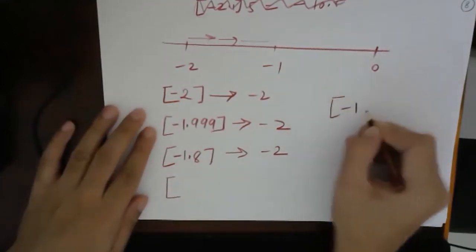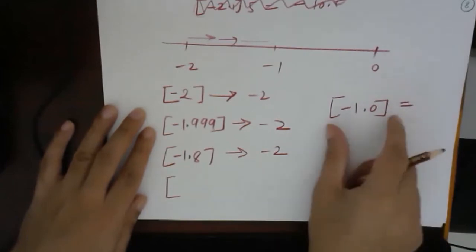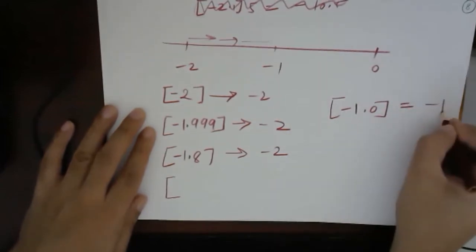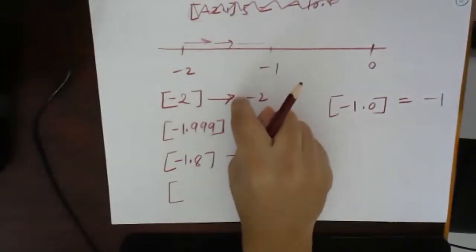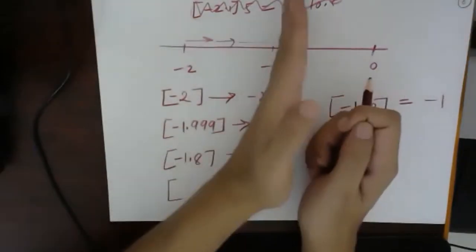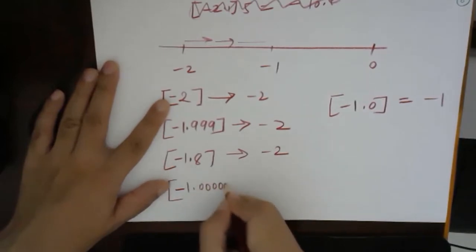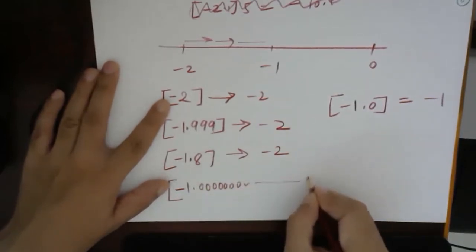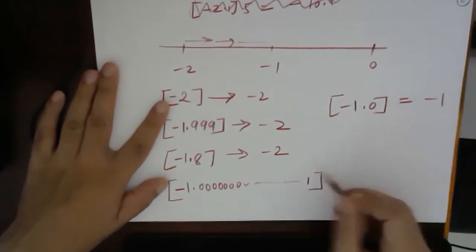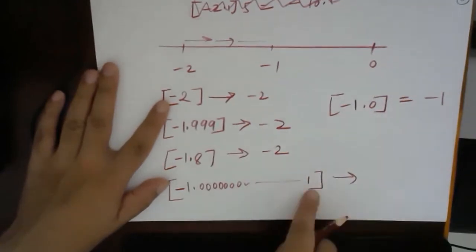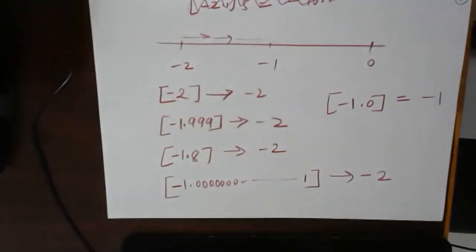If I write minus 1.0, what will I get for the integral part? Minus 1. So that means just before minus 1. What is just before minus 1? It is minus 1.0000000000000 with infinite zeros and then 1. As soon as it becomes minus 1.00001, the integral part will be given as minus 2.